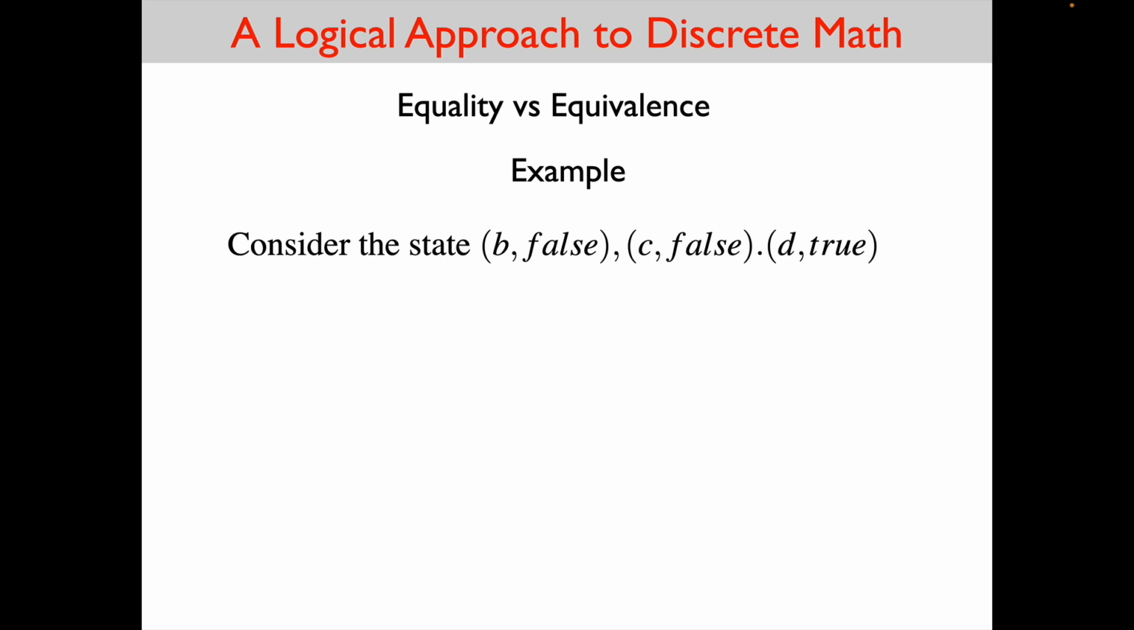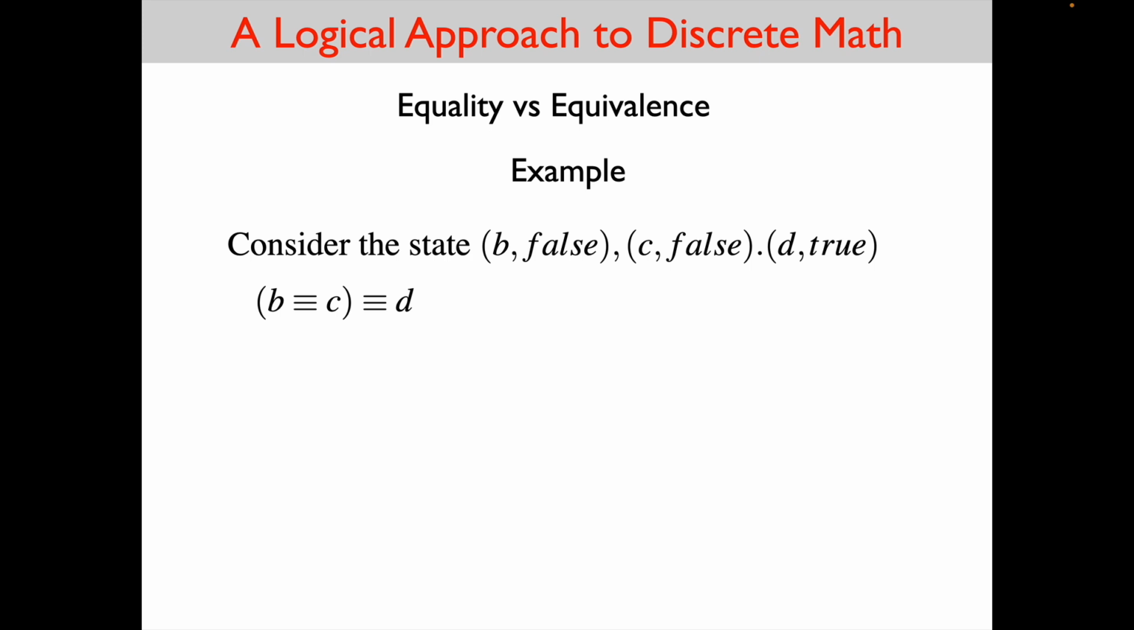Now, let's consider the state. What is the definition of state? A list of variables and their values. So let's suppose we have three variables, B, C, and D, and let's suppose that they are in the state B is false, C is false, and D is true. And let's explore equivalence versus equals.